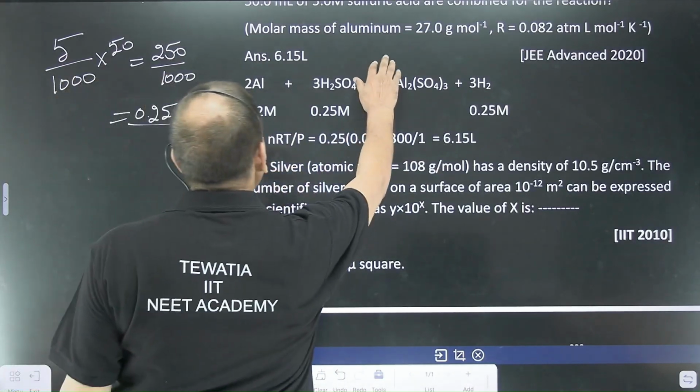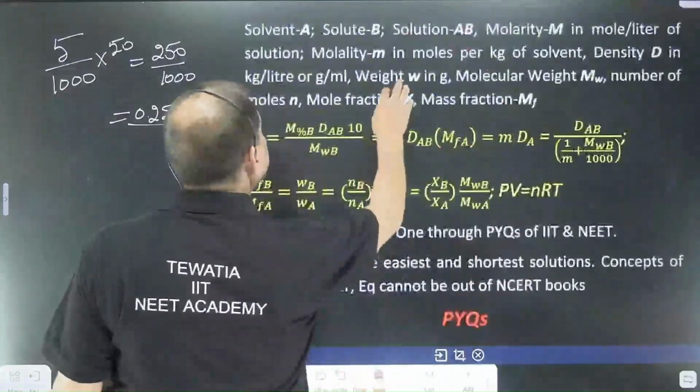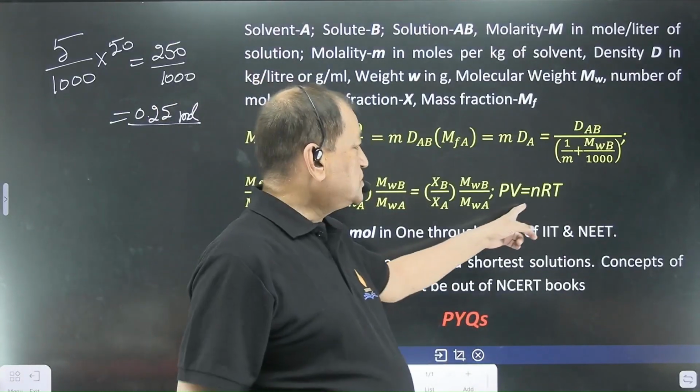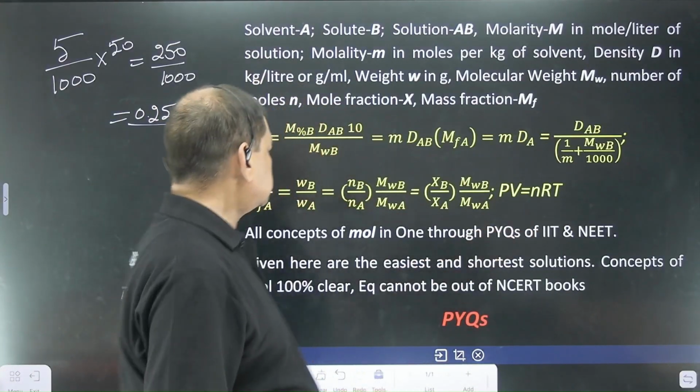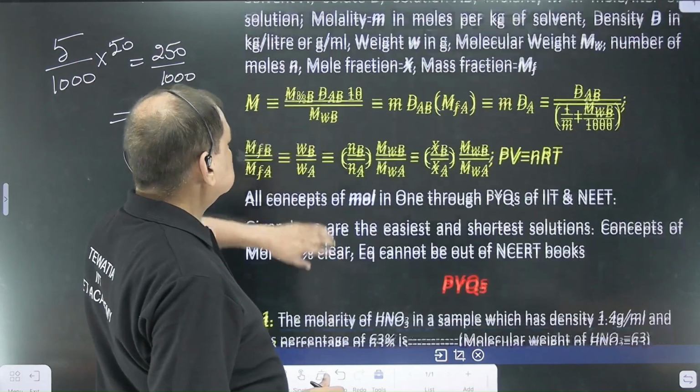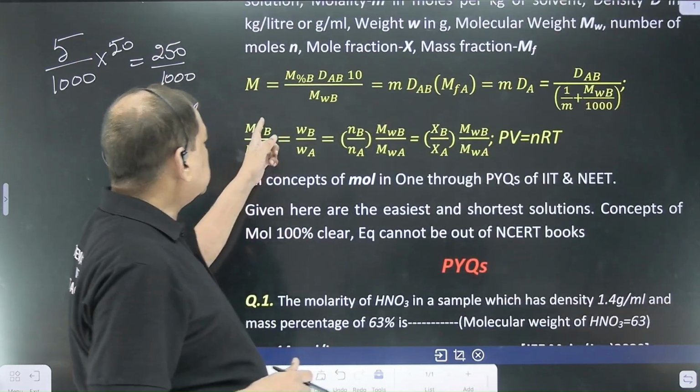This formula I have given in the beginning. PV is equal to nRT. Students should remember this formula also.